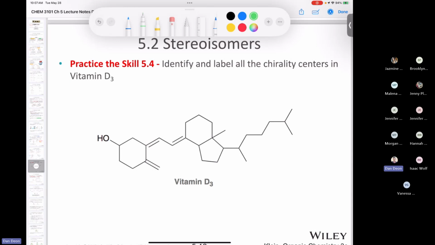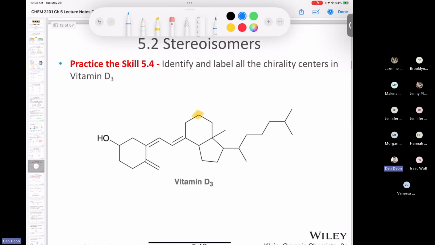Now this one might take you a little bit of practice to work through, but I'll highlight a carbon. So if I highlighted this carbon here, this one in yellow, is that a chiral carbon? The one I have highlighted in yellow. Is that chiral? No, definitely not, right? Because it's a CH2 group.